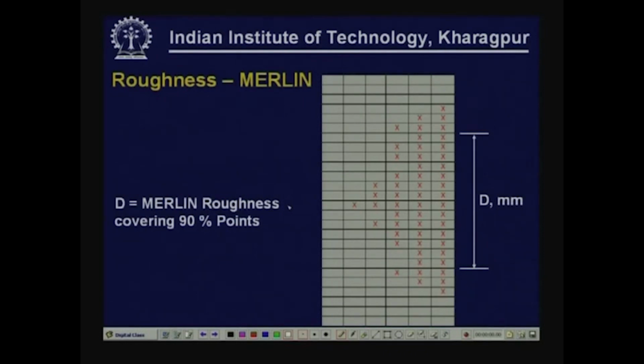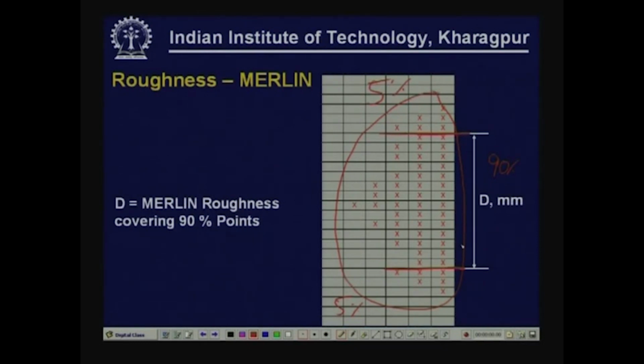Once you get this scatter of all these points, we consider the spread of these points for 90% of the points. So what we do is eliminate 5% on either end and consider 90% of the points. The distance within which 90% of the points are covered is represented as the Merlin roughness, D, expressed in millimeters as we measure on the graph sheet.